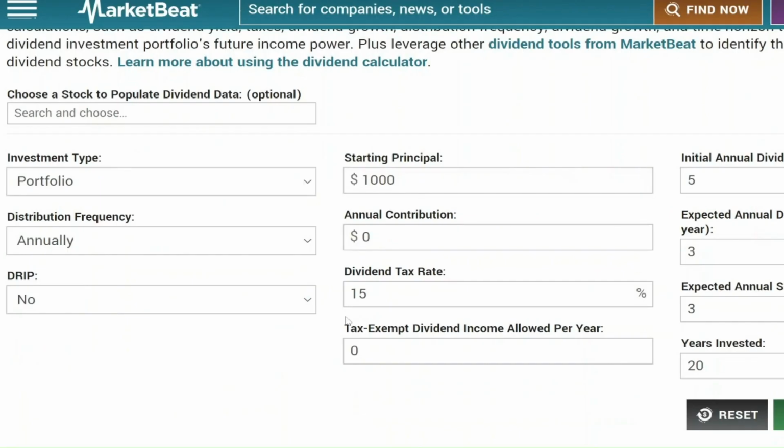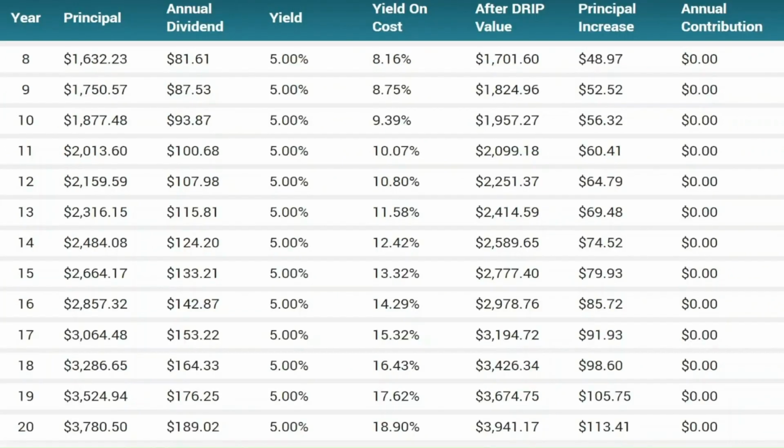If we just turn on DRIP, which stands for Dividend Reinvestment Plan, this is when your dividend will be invested back into shares, we can see that after 20 years our $1,000 investment turned into $3,780.50 with a dividend yield of $189.02 per year.